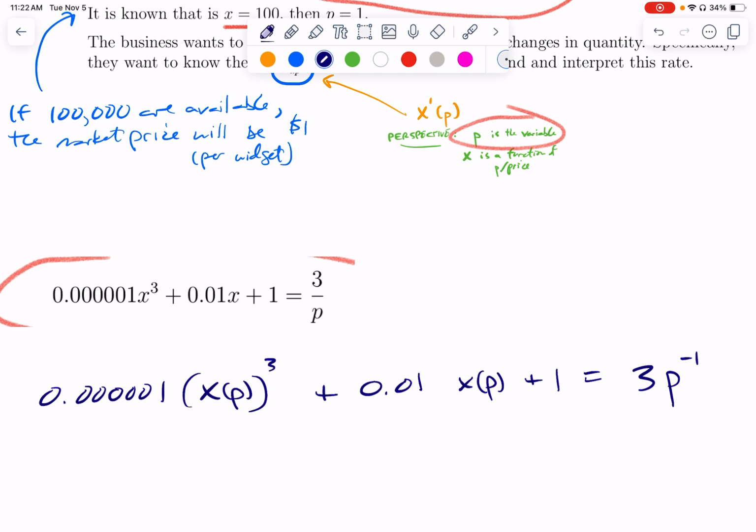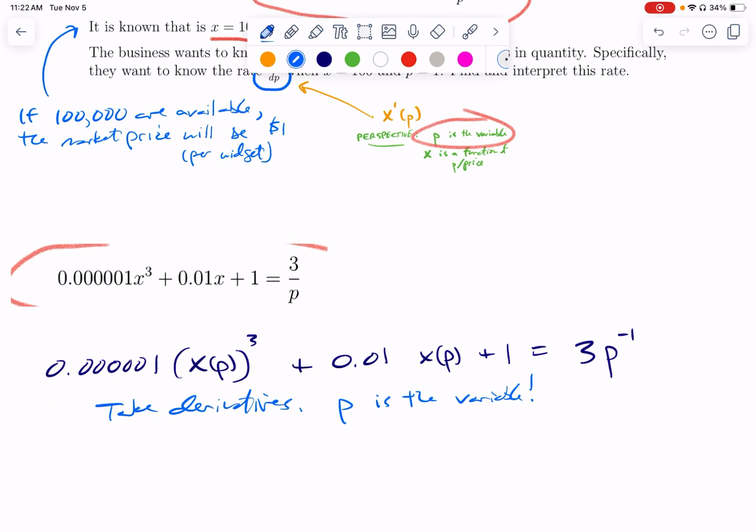So now let's take derivatives. And for some of these problems, we want to keep reminding ourselves p is the variable. So over here, I have just a numerical coefficient in front. I'm going to leave that there. 1, 2, 3, 4, 5 zeros before the 1. And then to take the derivative of this thing, I need chain rule. It's something cubed. The derivative of something cubed is 3 times that something squared by chain rule times the derivative of the inside, which is called dx/dp.